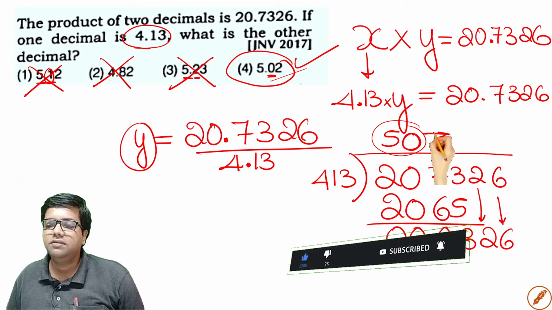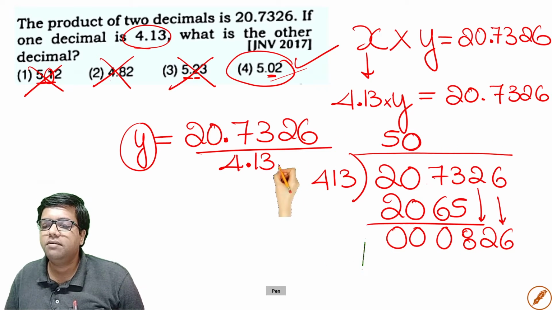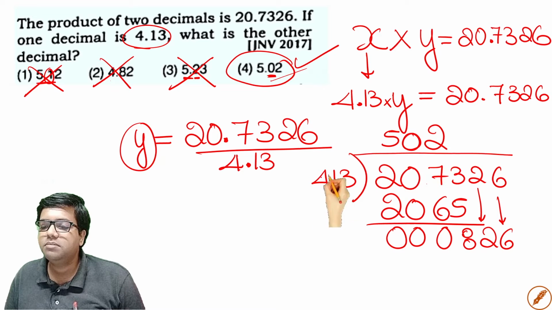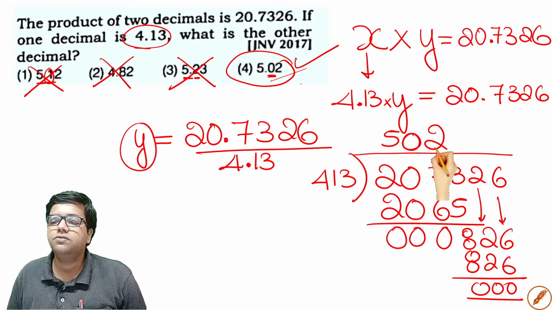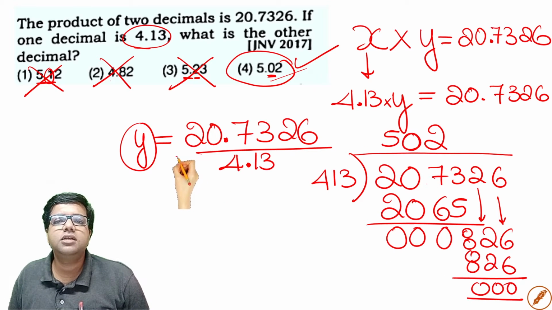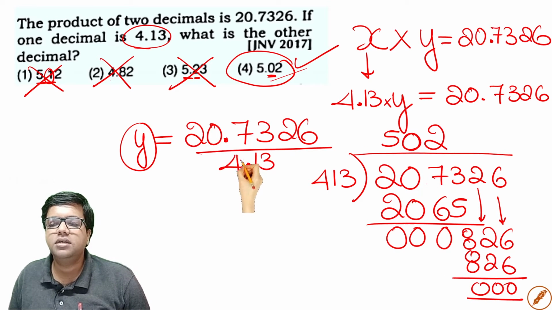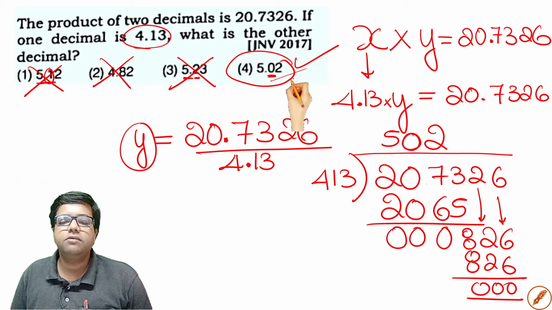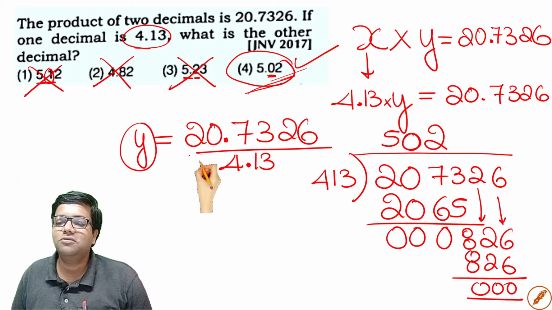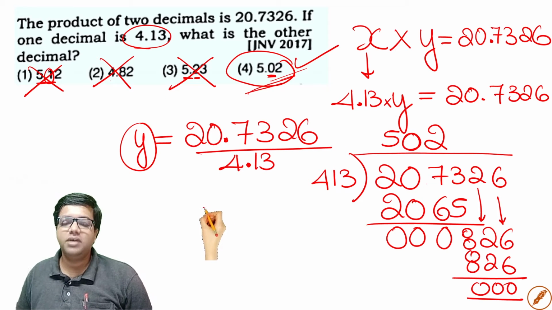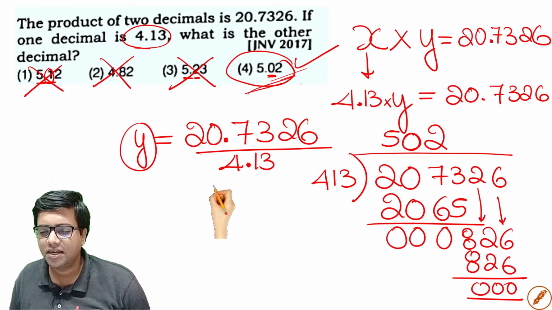Anyways, if I have to divide it further, what will I have to do? I will have to multiply by 2. 413 twos is 826, which will give me again the same digits, 502. Forget about the decimal part. Forget about keeping a decimal. Just look for where 502 is. It is available in the 4th option. So in this way also, the 4th option is the correct answer.